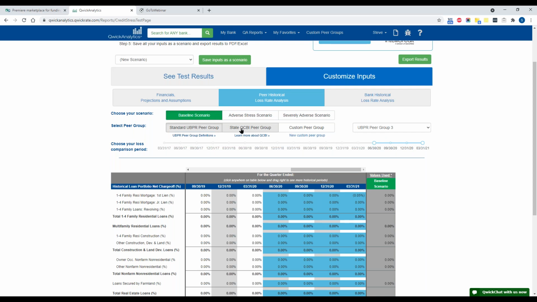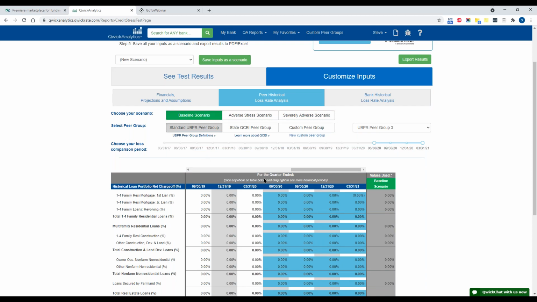But you can zoom in on your state and pick another kind of semi-custom or semi-default peer group. That's just all the community banks in your neck of the woods, and you can see how we define that here. Or you can pick any custom peer group you've built within the platform. I've obviously built lots of custom peer groups over my time using the platform on a daily basis. But for today, we'll just go ahead and click on the UBPR peer group.